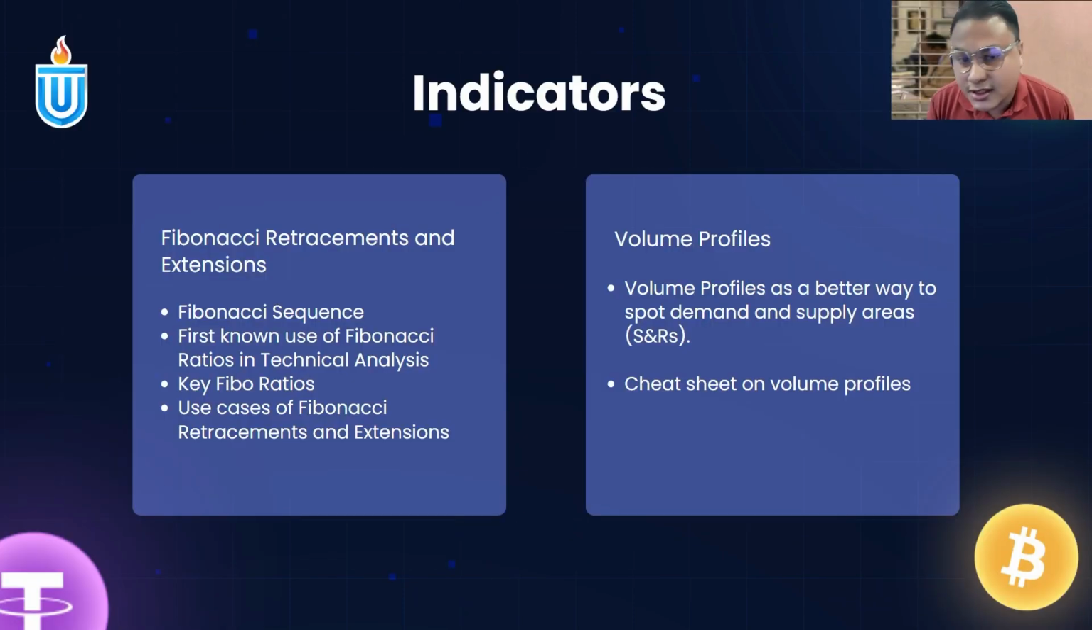So ito yung mga indicators na i-discuss ko in this learning session, no? So, unang-una sa lahat, yung Fibonacci retracements and extensions. Under that, yung mga key points na i-discuss ko are the following, no? Yung Fibonacci sequence, ano ba to? Bakit ba siya ina-apply sa technical analysis and such? Pangalawa, yung first known use of Fibonacci ratios in technical analysis, which is Elliott wave, no? And pangatlo, yung key Fibo ratios, also known as yung 0.382, 0.5, and 0.618. And lastly, yung use cases ng Fib retracements and extensions.